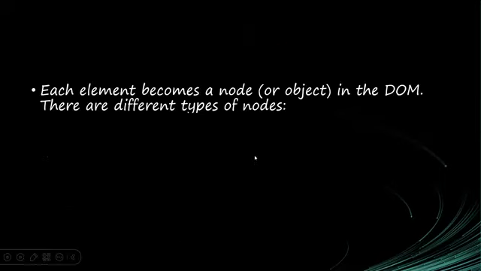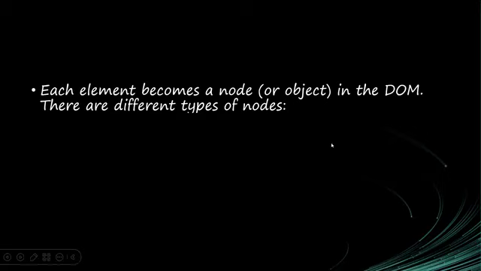So each element becomes a node, all right? It starts with the HTML. The HTML is a node, all right? That's the parent node. Now the HTML element has head and body, all right, as its children. Okay, then the head has the title as its own child, while the body has the H1 and the paragraph as its children. So each element becomes a node in the DOM.